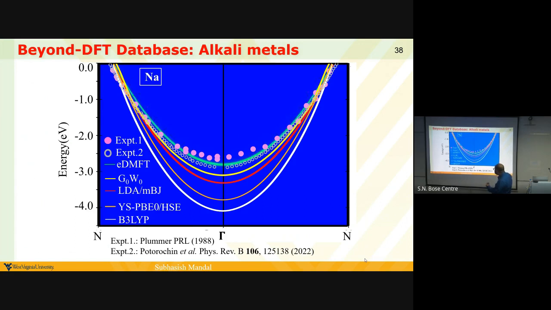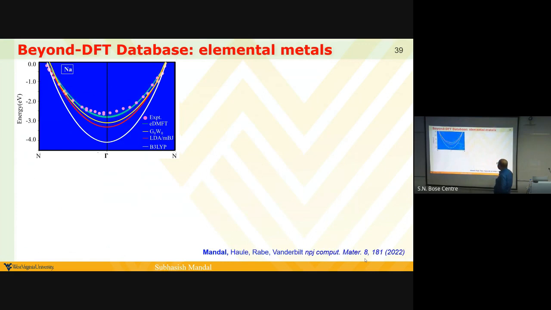So there is a little bit of correlation which we can actually get, and this is a more severe problem than a gap opening up, a gap problem. That can be tuned, that can be cured with DFT plus U. This is kind of a very fundamental problem.